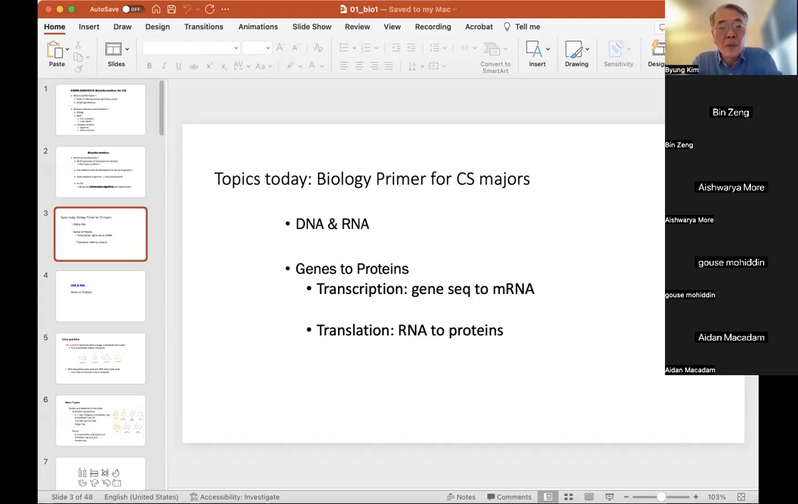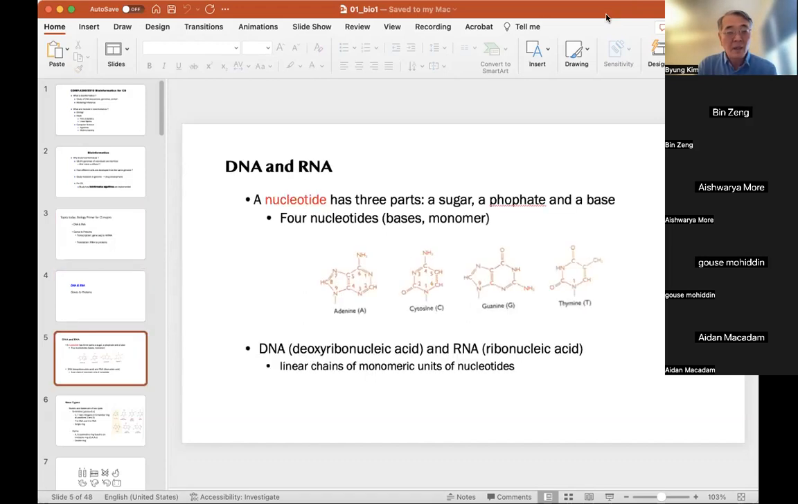The basic underlying doctrine, or theory, is that it goes through two steps. One is transcription, followed by translation, and that's what we're going to look at in the second part of today.